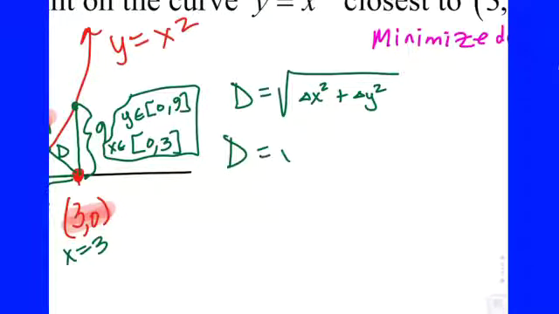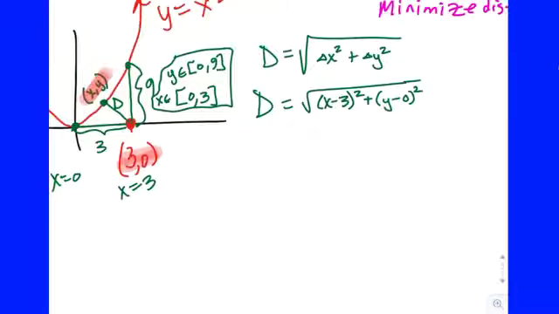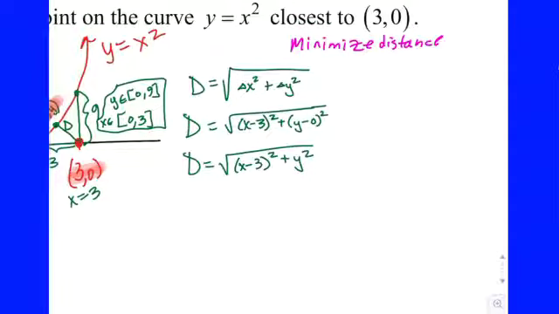All right, so for us, that's going to be the square root of x minus 3 squared plus y minus 0 squared. There's your primary equation. I'll simplify that real quick. That's the square root of x minus 3 squared plus y squared. All right, so that's not a bad primary equation, but now I have the distance in terms of both x and y. And I want it to be in terms of either x or y.